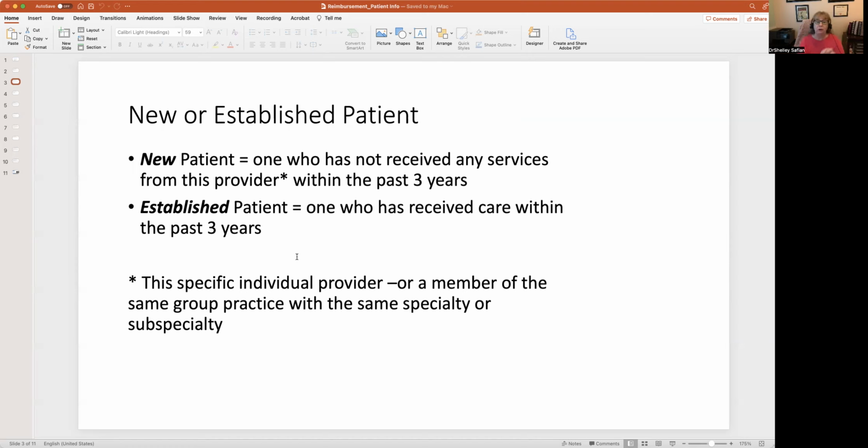The asterisk refers to, and this is how the American Medical Association defines it, the same provider, an individual provider. So it's typically a physician, but it could be a nurse practitioner, a member of the same group practice with the same specialty or subspecialty. Now, you might say, what's the big deal? So I'm going to tell you, and then you're going to know. How exciting is that?